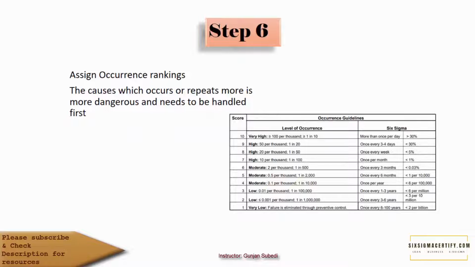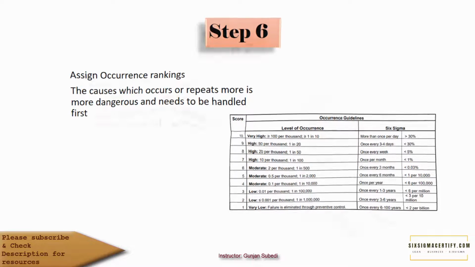The next step is assigning the occurrence ranking. The causes which occur or repeat more are more dangerous and need to be handled first than the failure causes with low chances of occurrence. On a scale of 1 to 10, a higher score indicates higher occurrence, which should be given more focus to solve than a lower score value.